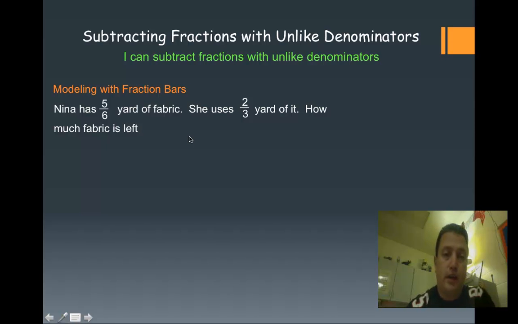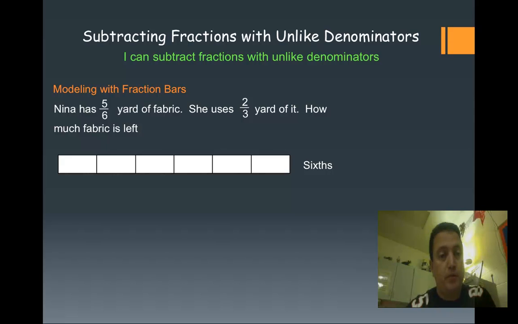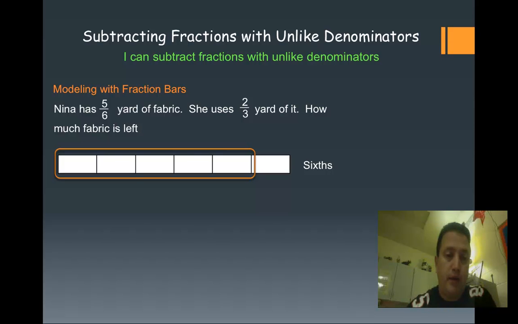So let's take a look at this word problem here. Nina has 5/6 of a yard of fabric. She uses 2/3 of a yard of it. How much fabric is left? Well, if I'm going to model that with fraction bars, I'm going to start with my 6. So I've got a fraction bar divided into 6, and here's what 5/6 of that bar looks like. Now, comparatively, I can put some thirds underneath there. So there's 1/3 and there's 2/3. So I can see right there that 2/3 is equivalent to 4/6 just by comparing these two fraction bars here.